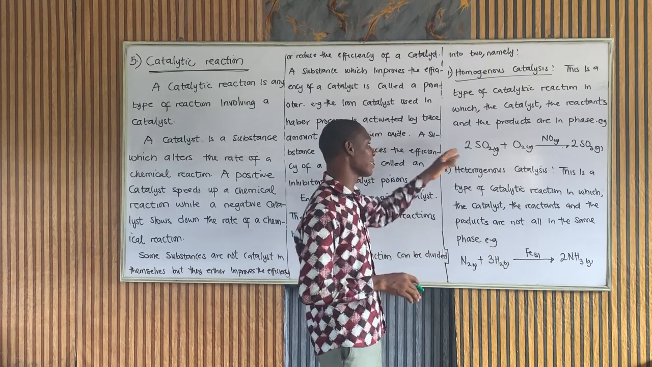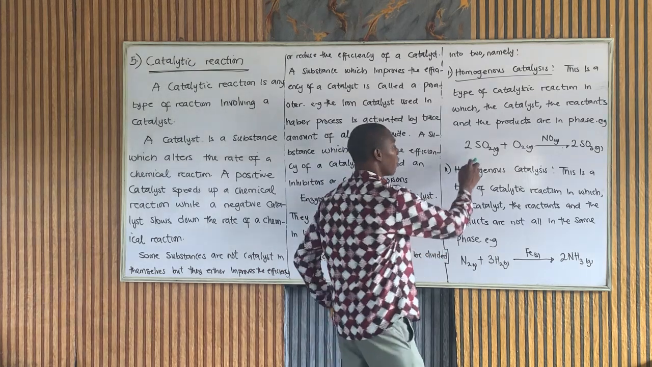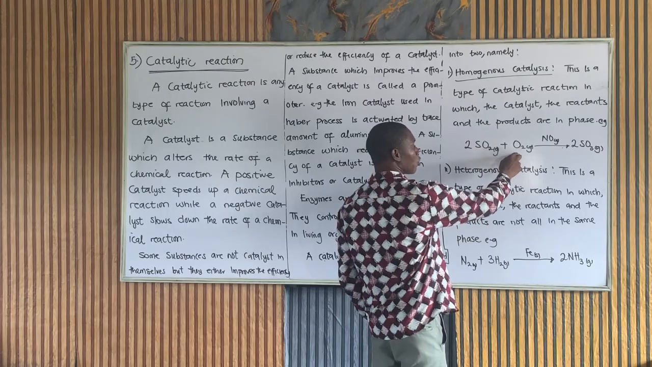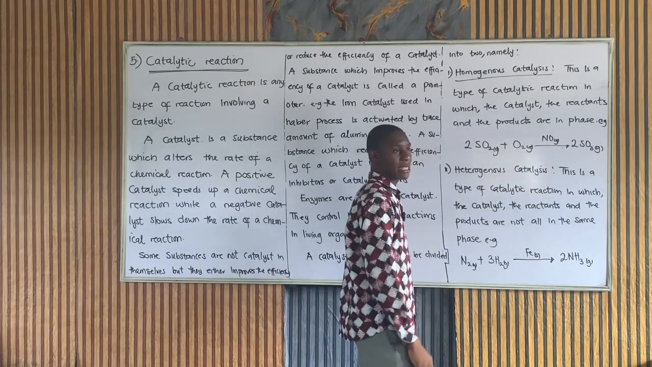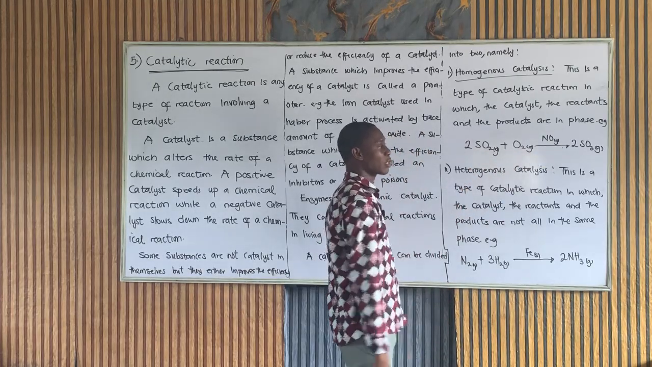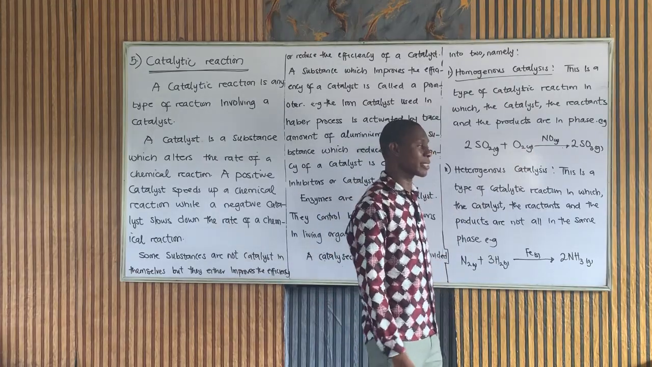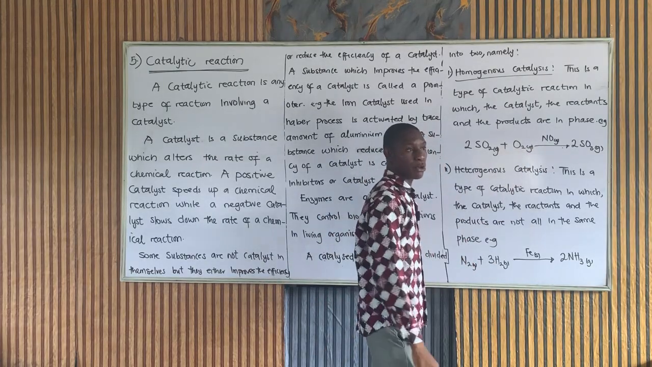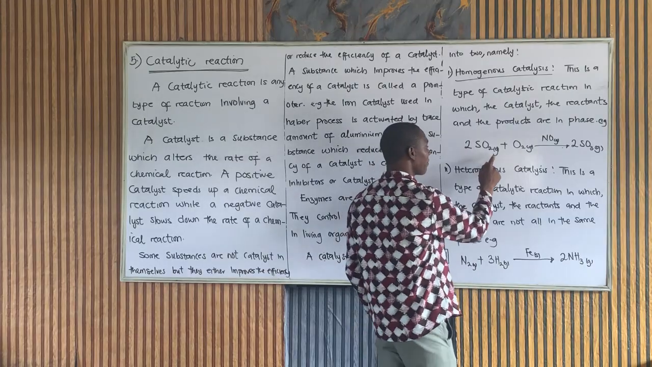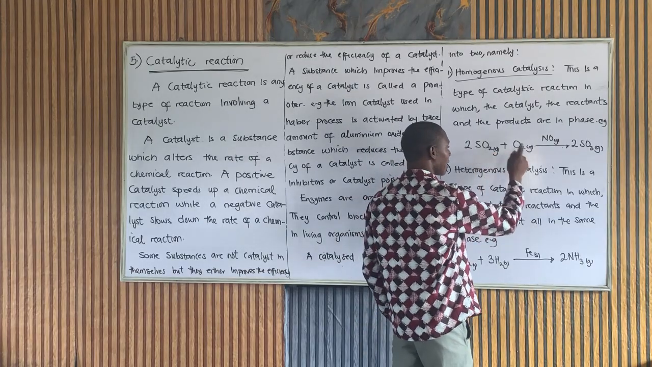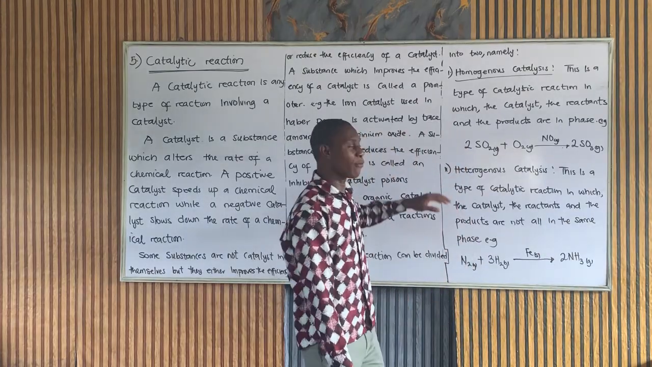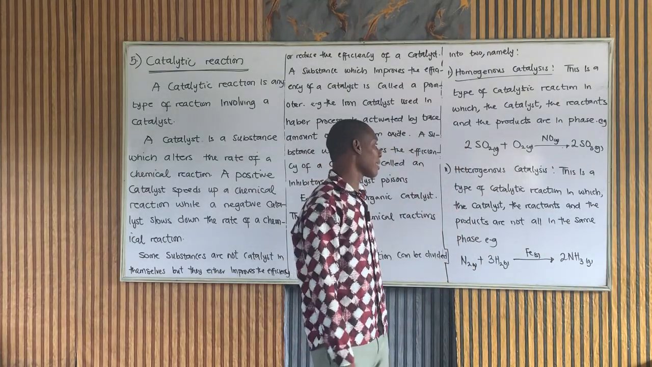For instance, now look at this. We have sulfur 4 oxide combined with oxygen to produce sulfur 6 oxide. This process of producing sulfur 6 oxide is known as the contact process. And here, the catalyst uses nitrogen 2 oxide. But you understand that they are all in the same phase: a gas, and the catalyst also a gas. So this is an example of homogeneous catalysis.